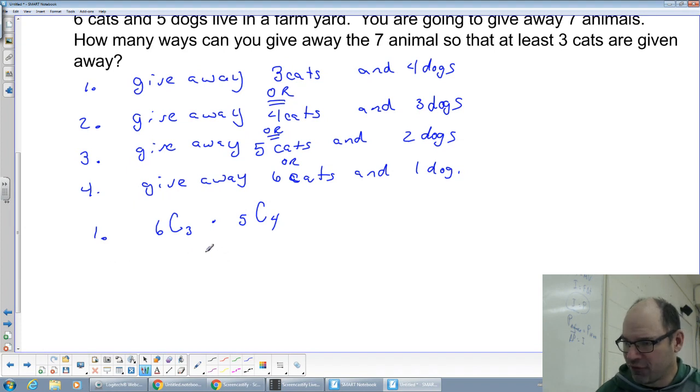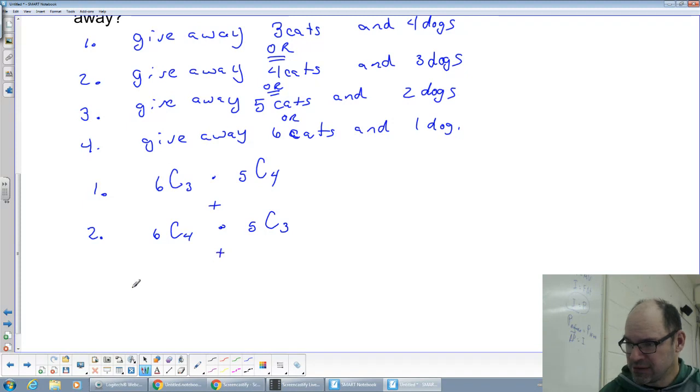Okay, plus, or you may have to pick 4 cats from 6 and 3 dogs from 5. Or you might pick the third case, 5 cats from 6, and then if we did that, we had 2 dogs from 5.